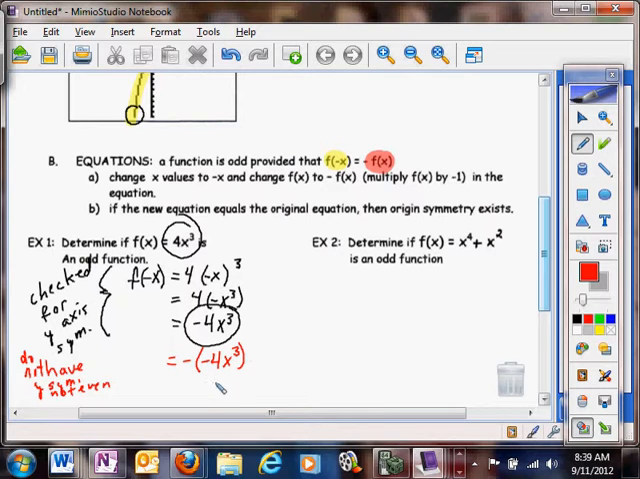Put a negative out front, or multiply by -1. And when I do that, negative times negative is positive, and I get 4x to the third, which matches the original, so I have odd symmetry, and it's an odd function.